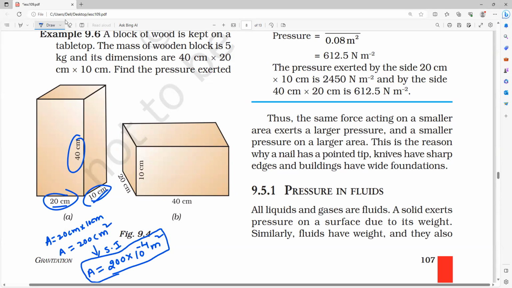1 square centimeter equals how many square meters? It is 10 power minus 4 square meter. Clear, everyone? So you have to find the first area. Next, they have not given the force also. Force equals what is the formula? Mass into acceleration due to gravity. We all know mass equals how much they have given.